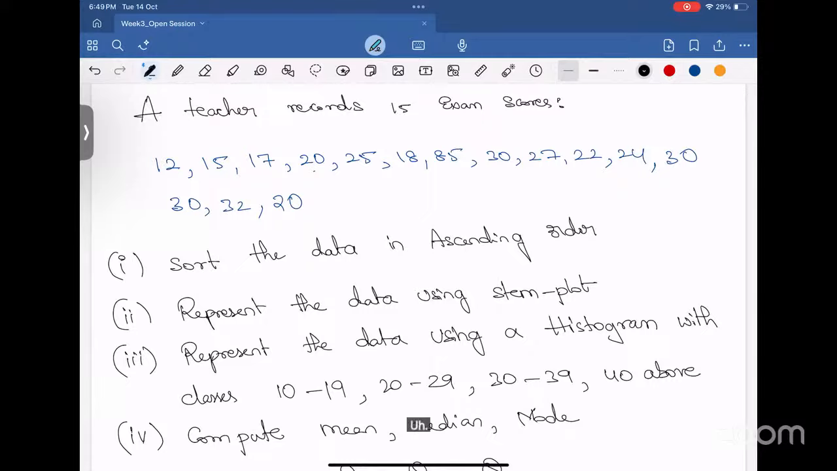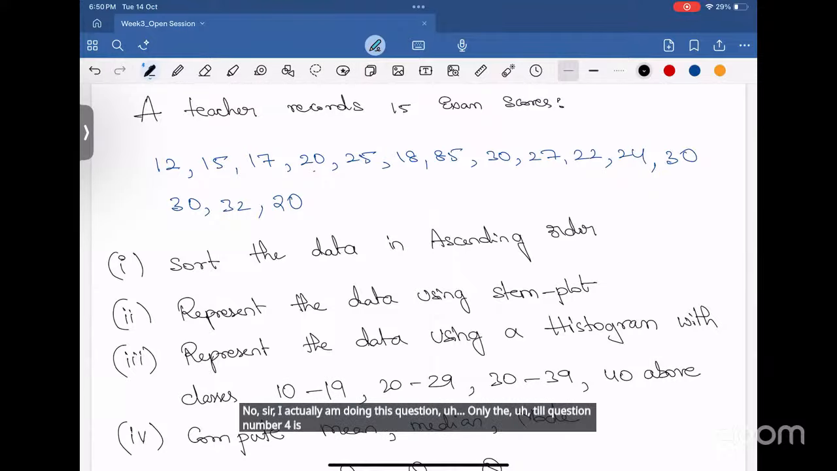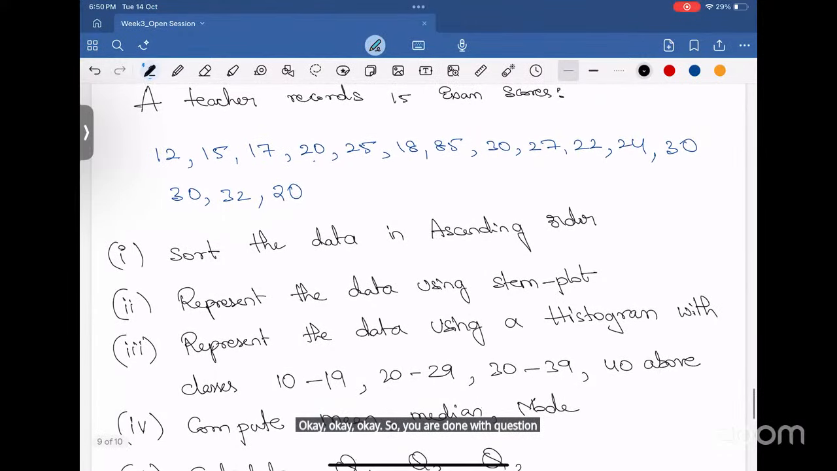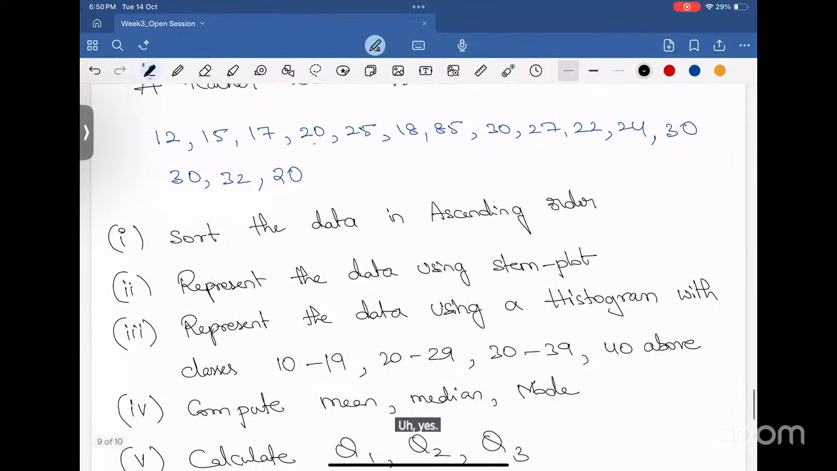Hello, sir. Hello. Oh, sorry. I thought I was on mute. Do you have any doubt? No, sir. I actually am doing this question. Only till question number 4 is visible. After that, it is not visible. That's why. Okay. So you are done with question 4 also, is it? Yes, sir. Till question 4, I actually done.